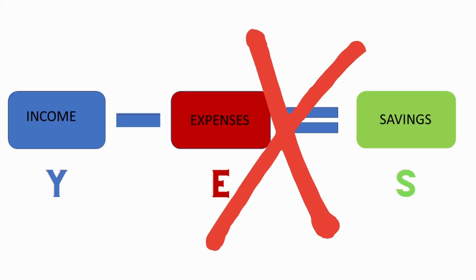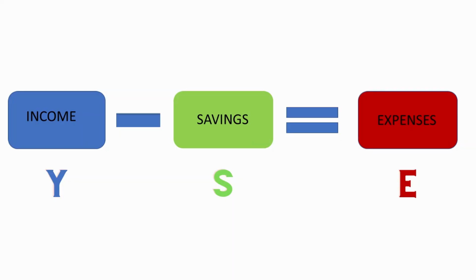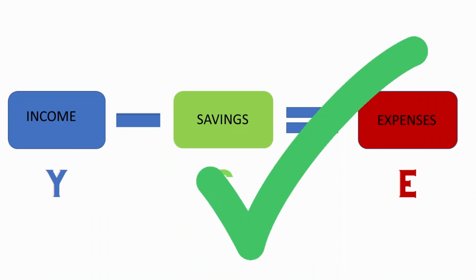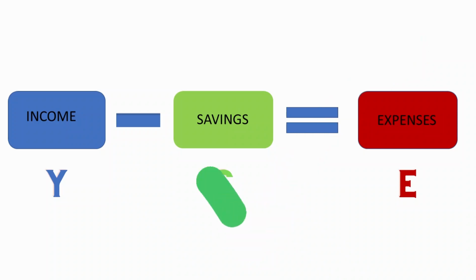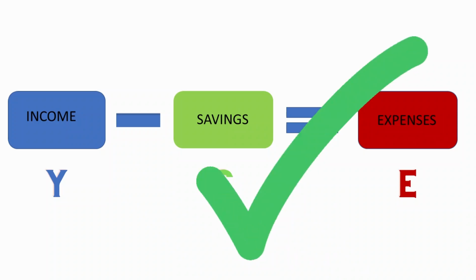So if you want one point of advice from this video, then I want you to do this. Income minus expenses is savings is not the right formula. This is wrong. This has been taught to all of us, and it is the wrong formula. Whereas the right formula should be income minus savings equals expenses. If you follow this formula, then I can guarantee you that 5 years, 10 years down the line, you will become much more successful in your finance journey.